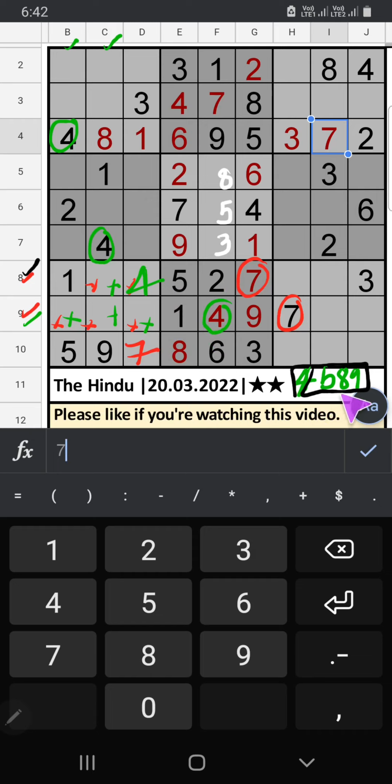Then only 3 numbers are remaining: 6, 8, 9. Column C we have 8 and 9. So 8 and 9 can't come in this cell, it will come in the other 2 cells. Column I we have 8, so 8 can't come in this cell. 8 is confirmed here, then 9 is here. 8th row, only 1 number is remaining: 6. 6 is confirmed here.